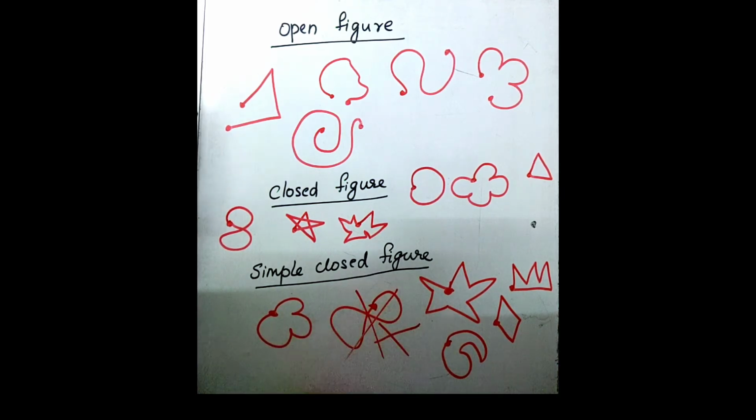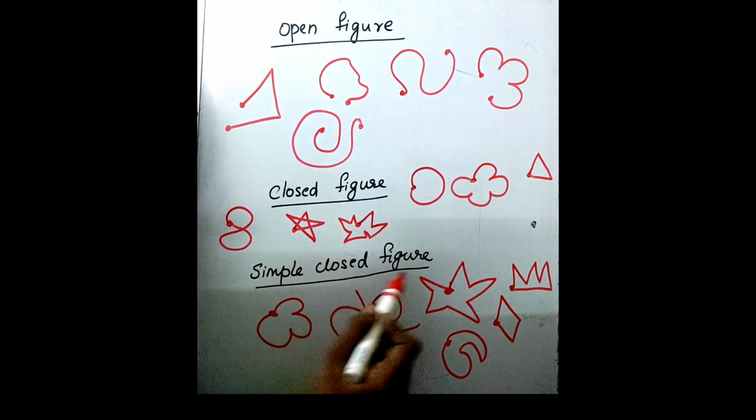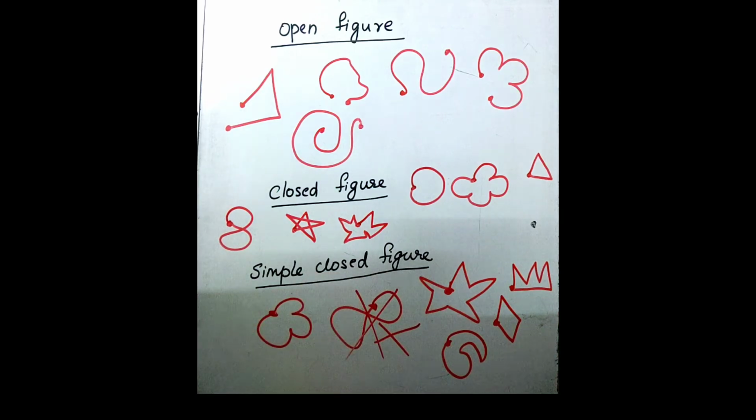This is a crossed figure. So this is not a simple closed figure. Did you get the difference? Open figure, closed figure and simple closed figure. Then next is polygons. This means a simple closed figure.